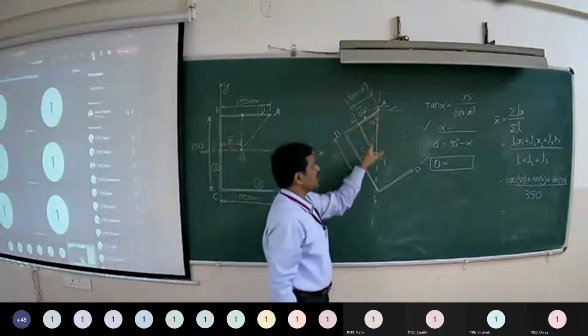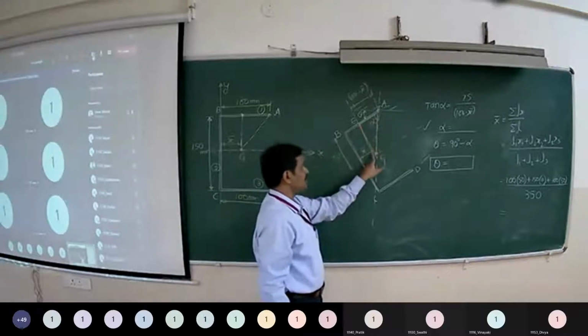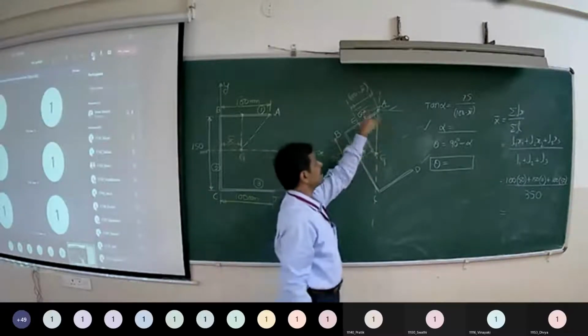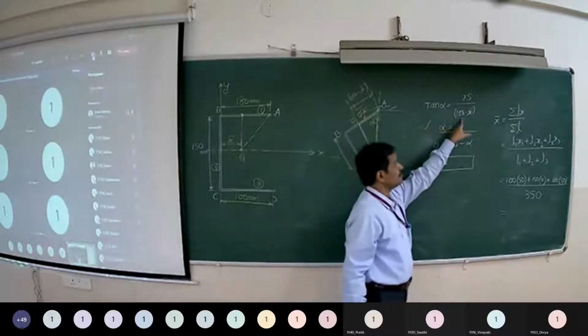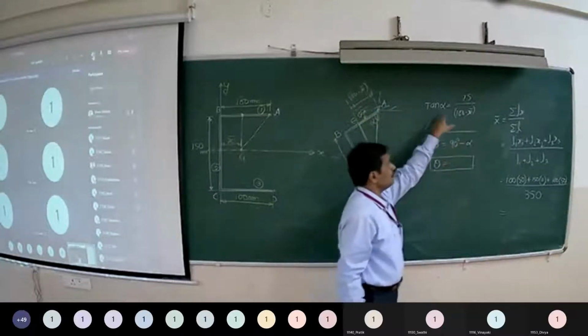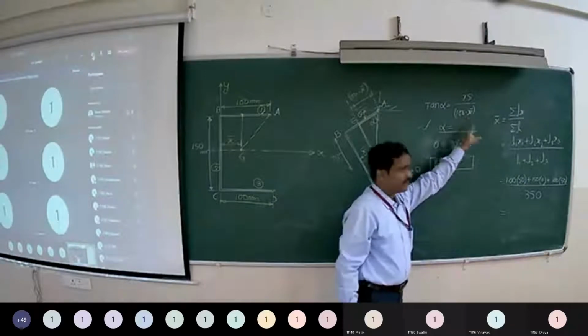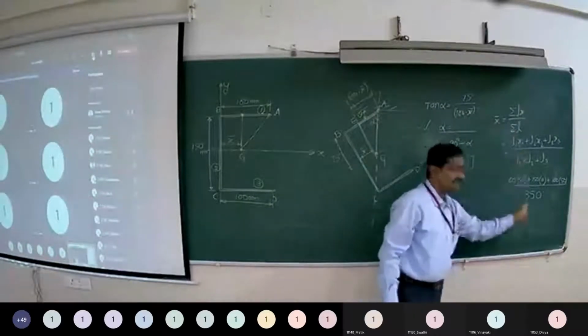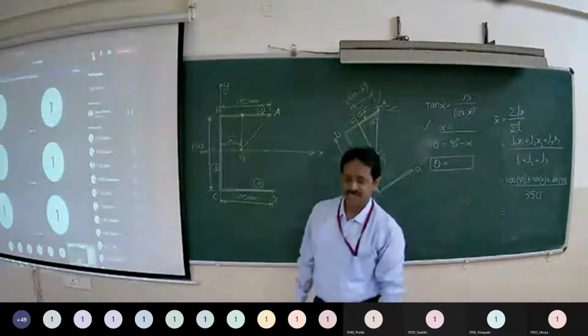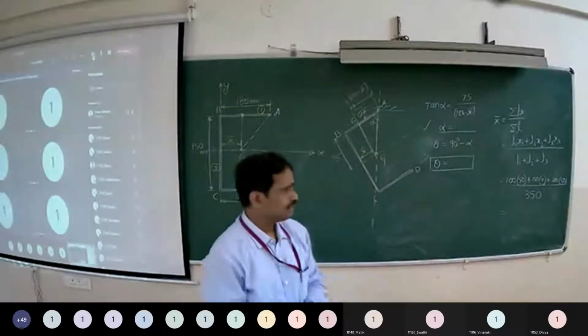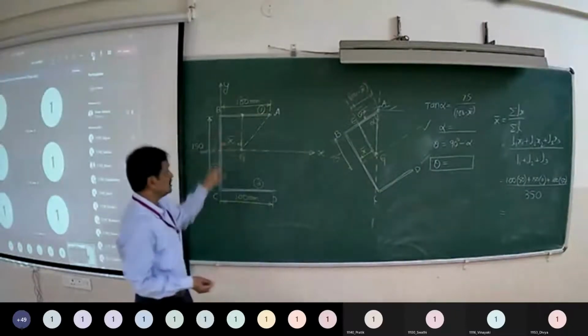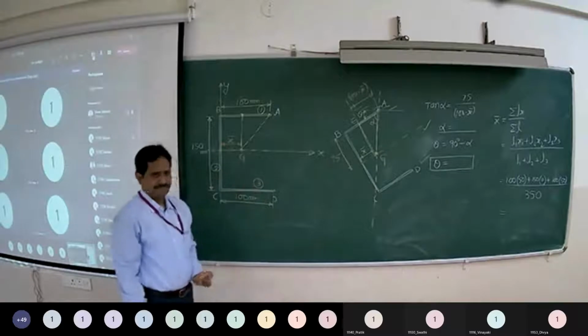So from this right angle triangle, writing tan alpha is equal to opposite side 75 upon adjacent side 100 minus x bar. So to find out alpha, you must know x bar. That x bar I am finding using this formula: summation nx upon summation n, dividing this belt into three parts.